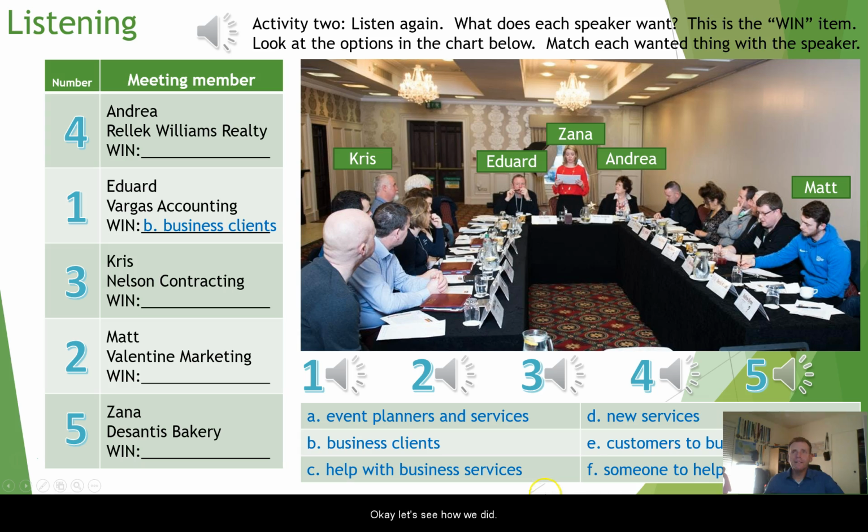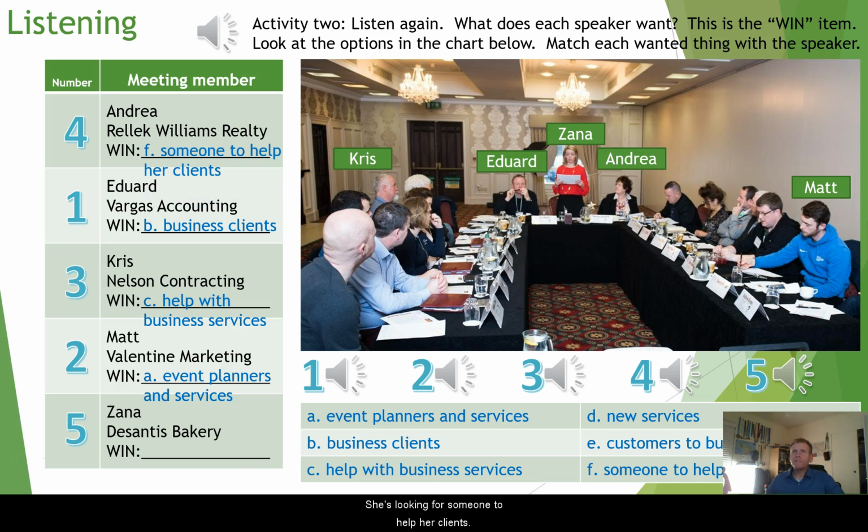Okay, let's see how we did. So for number 2, what is the "what I need" statement for Matt Valentine? What's the thing that he wanted? He wanted A, event planners and services. For number 3, Chris, well, he's looking for help with business services. For number 4, Andrea, she's looking for someone to help her clients. She's not looking for clients right now, but she's trying to help some of her clients that already did business with her. And for number 5, for Zana, she's looking for customers to buy sweets.